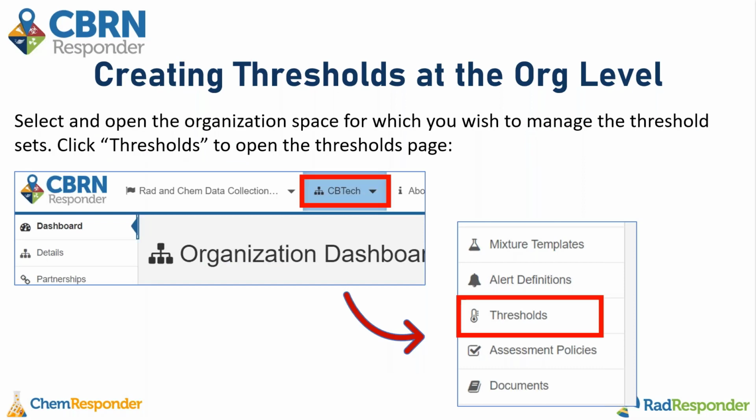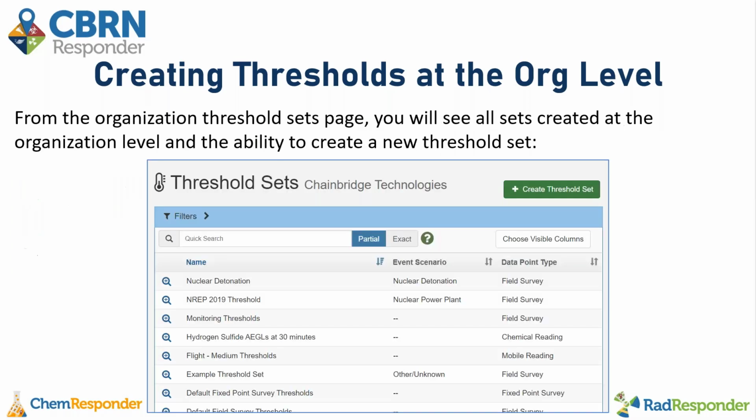You'll select and open the organization space for which you wish to manage the threshold sets for. You'll click Thresholds on the left-hand navigation menu, and you'll be brought to the threshold sets page for your organization. This list is going to show you all sets created at the organization level, and it will also give you the ability to create a new threshold set.